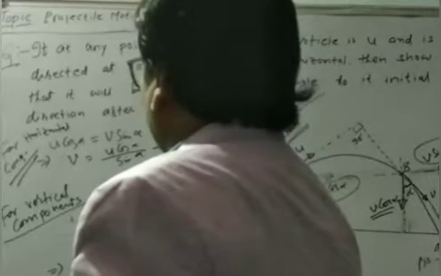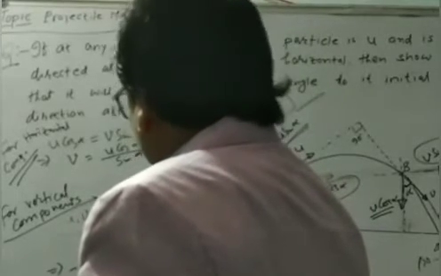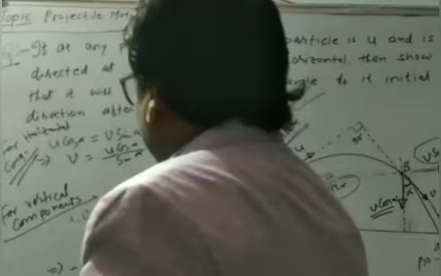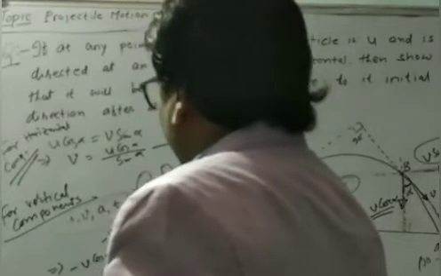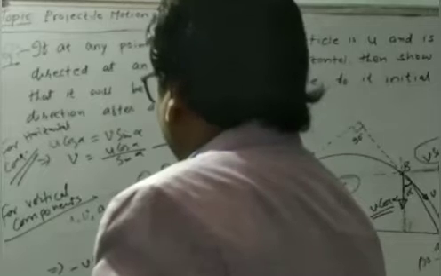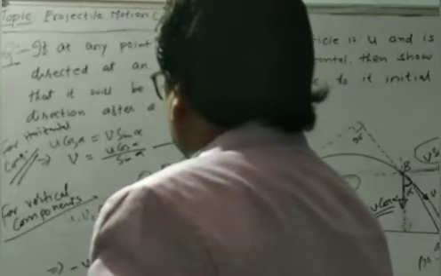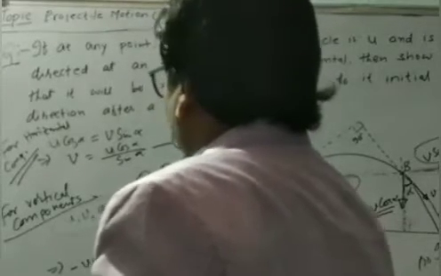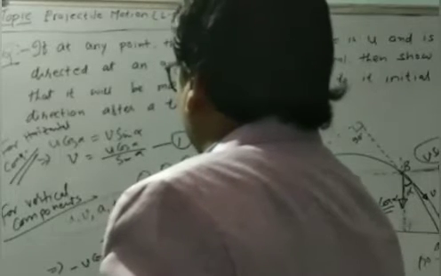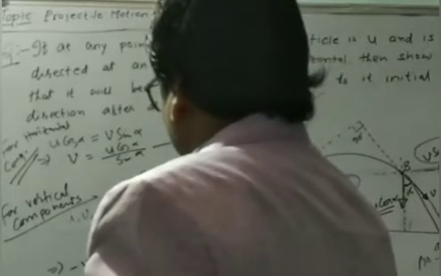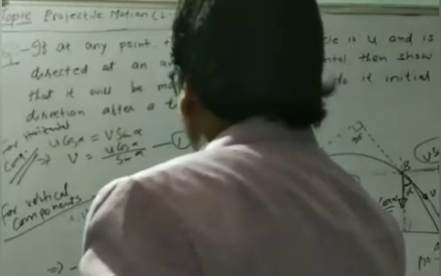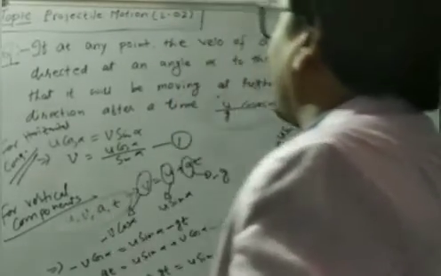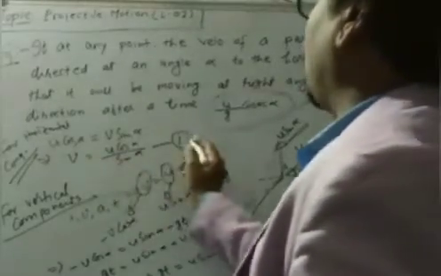Okay, so finally you will find that gt equals u sin alpha plus v cos alpha. Just write the value of v from equation number 1.